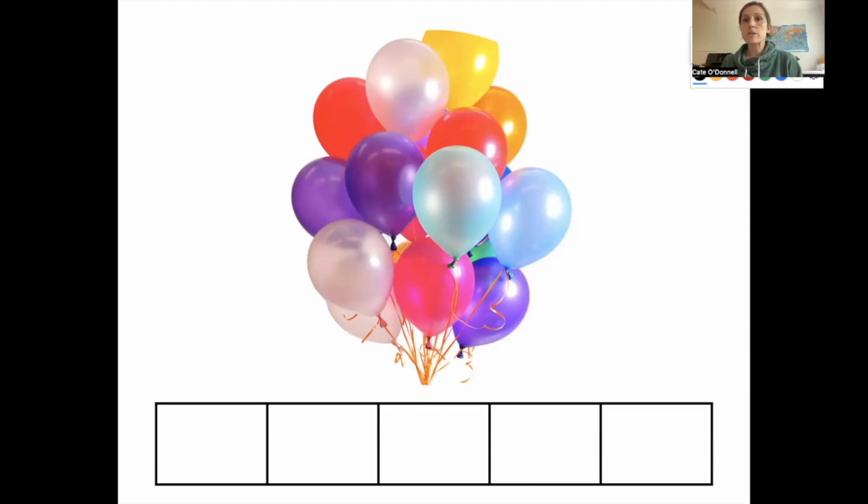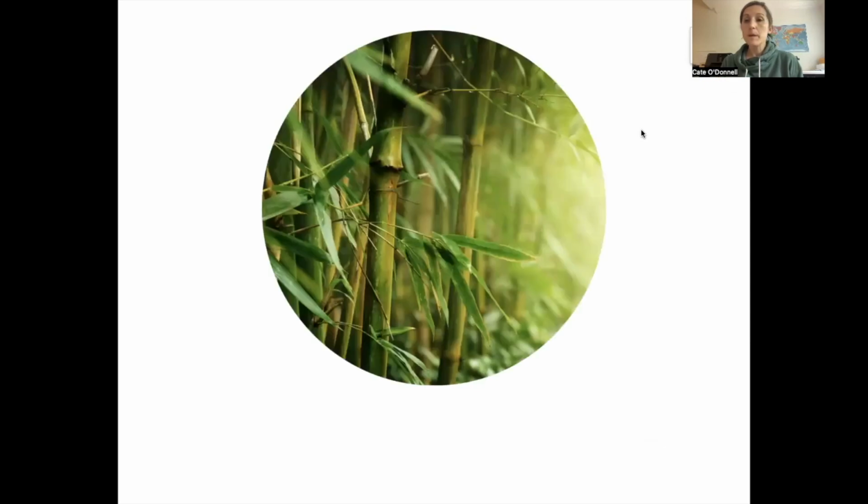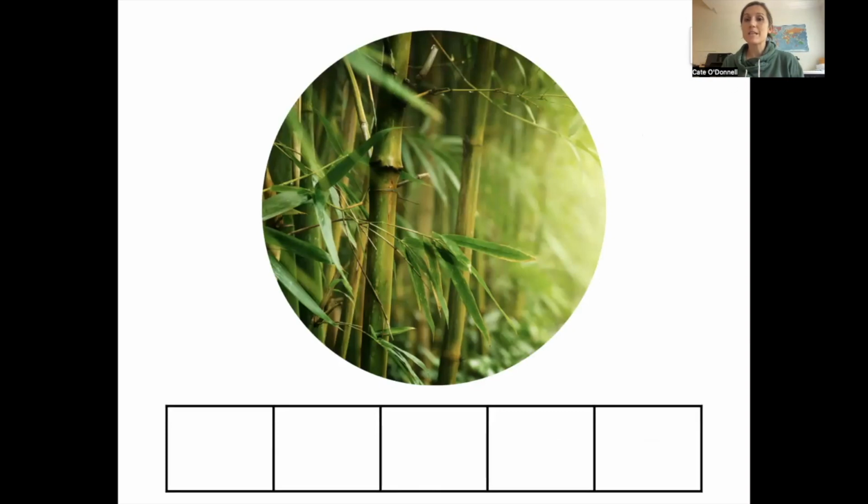Let's go to our next picture. Here we have bamboo. Bamboo. How many sounds do you hear in bamboo? There are 5 sounds in bamboo. What's the first sound you hear? B. The letter B makes the B sound. What's the next sound you hear? Short A, we spell it with the letter A.